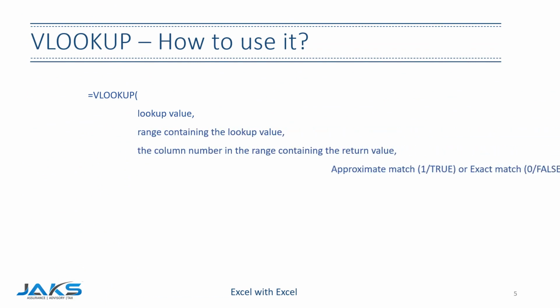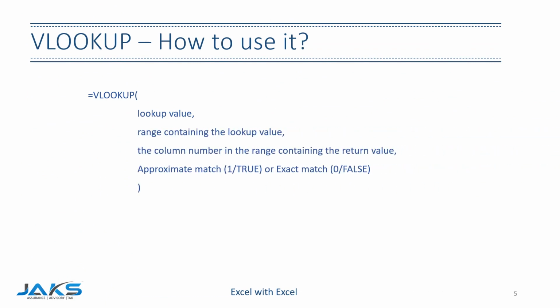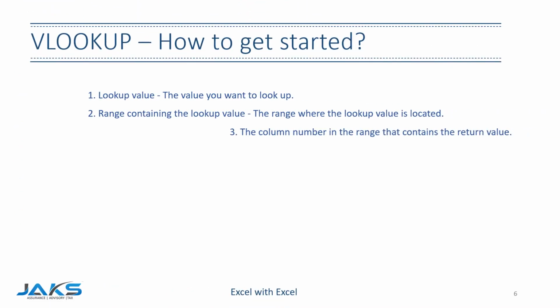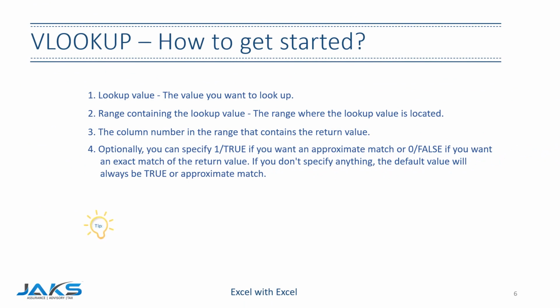In its simplest form, the VLOOKUP function syntax is: equals VLOOKUP, lookup value, range containing the lookup value, the column number in the range containing the return value, 1 or true if you need an approximate match, 0 or false if you need an exact match. Each of these parameters is explained in the next slide. There are 4 pieces of information that you will need in order to build the VLOOKUP syntax.